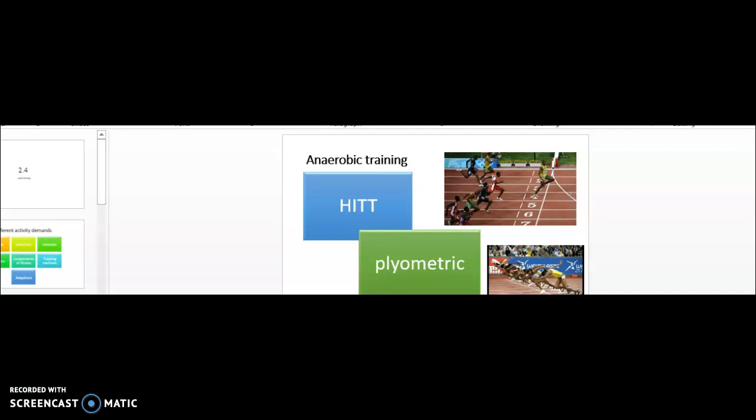There are many different types of anaerobic training that would be beneficial to a performer in order to maximize these adaptations. These would include HIIT training. This consists of high intensity interval training and would be great for anaerobic training, as this is performed at a high intensity in short bursts, which, as discussed, is one of the most effective ways to train anaerobically.